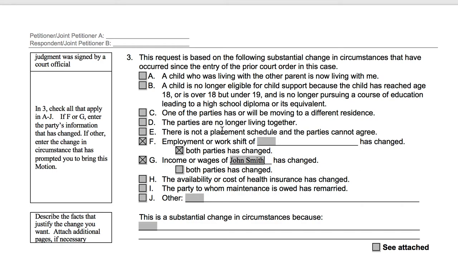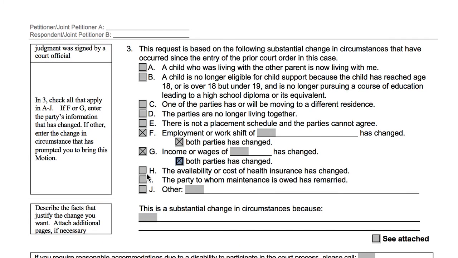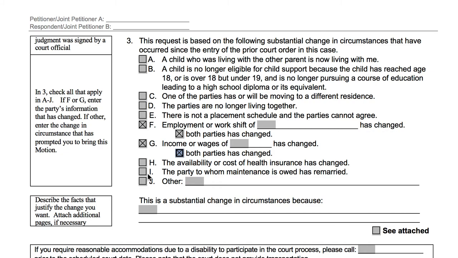And just like the one above it, if both parties' income has changed, so both parties make different amounts of money, it could be here as well. H is the one you're going to pick if the availability or cost of health insurance has changed.